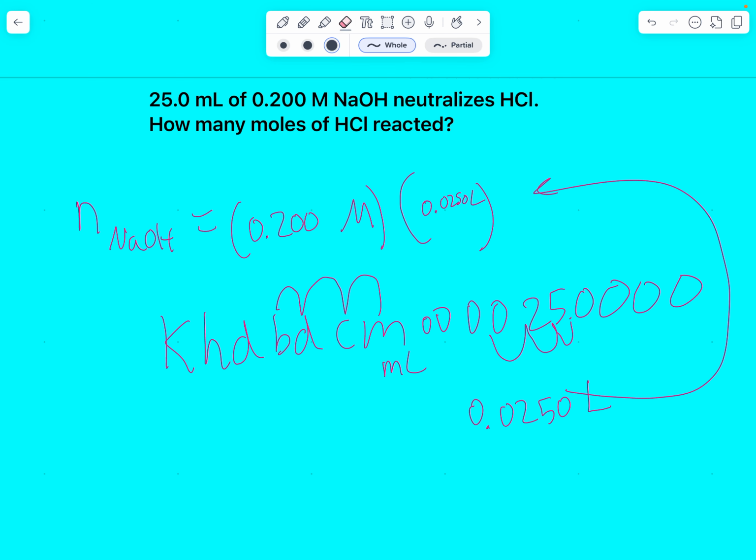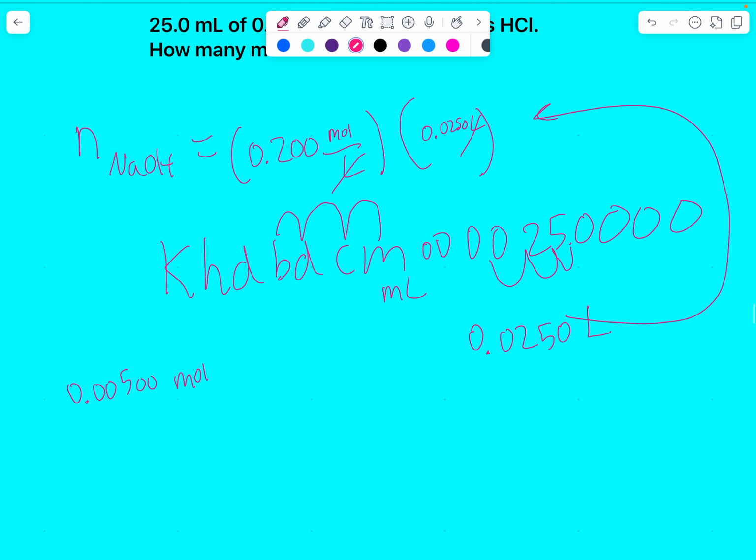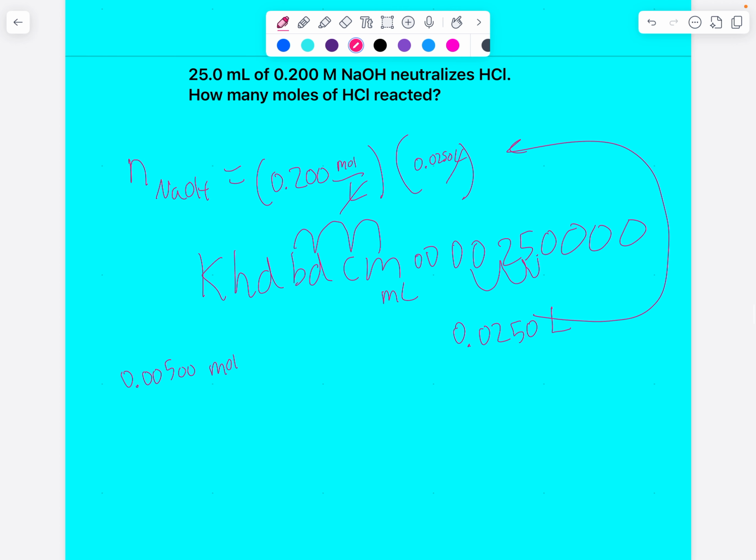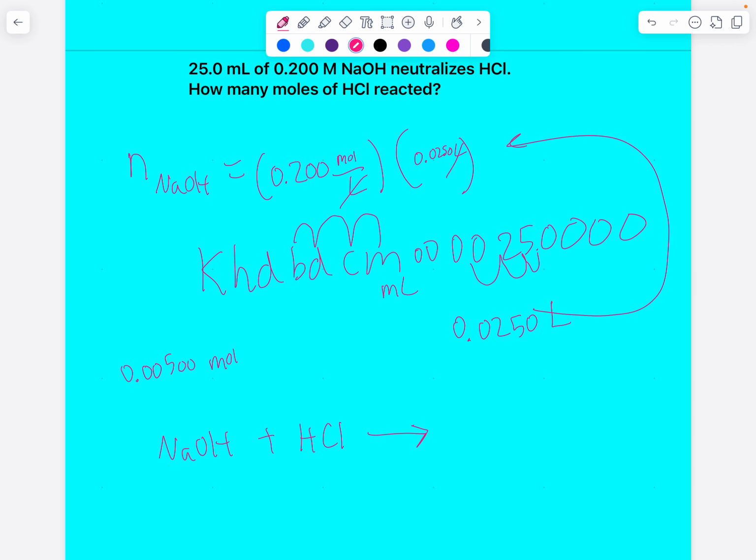Now this M I can replace with moles over liter. And bam, the liters cancels out and I just multiply them. And when I do that multiplication, I'm going to get 0.00500 moles. And then I have to write a balanced equation. So we got NaOH neutralizes HCl, right? And I'll do another video explaining this on a deeper level.